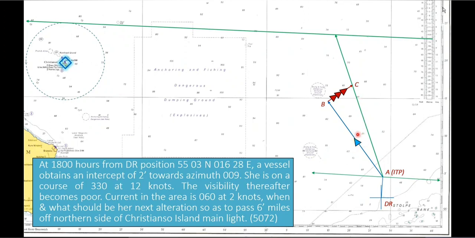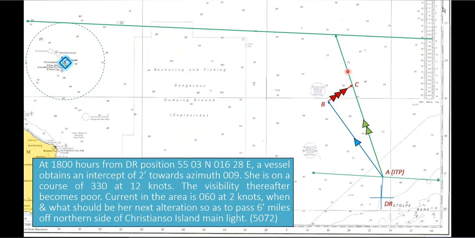The first course which I was steering was 330. AB is my CTS vector. Current in the area was setting me 060 at 2 knots. Bravo to Charlie, the red color vector, is my set and drift vector for the current. So therefore, Alpha to Charlie becomes my course made good vector. So Alpha to Charlie is my course made good, represented by a double arrow here.